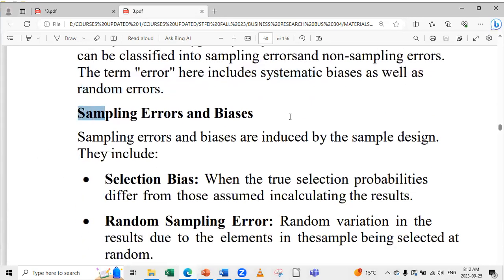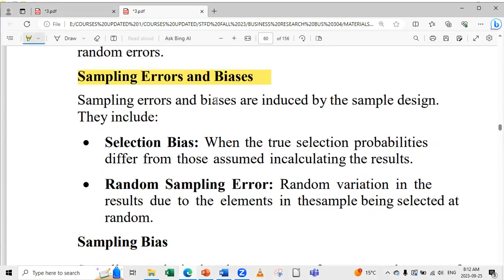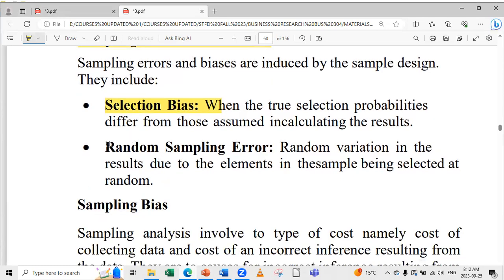So, sampling errors and biases. What are the sampling errors and the biases? Let us see. Sampling errors and biases are caused by the sample design. They include selection bias, when the selection probabilities differ from those assumed in calculating the results, and random sampling errors, which are random variation in the results due to the elements in the sample being selected.